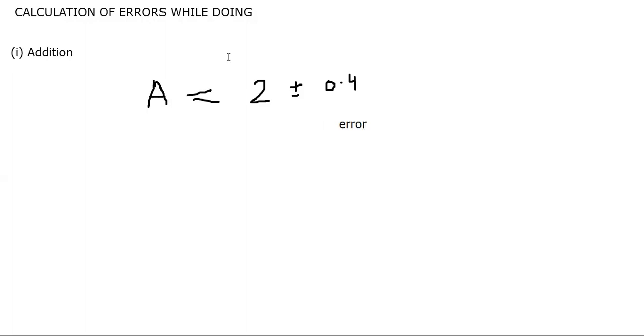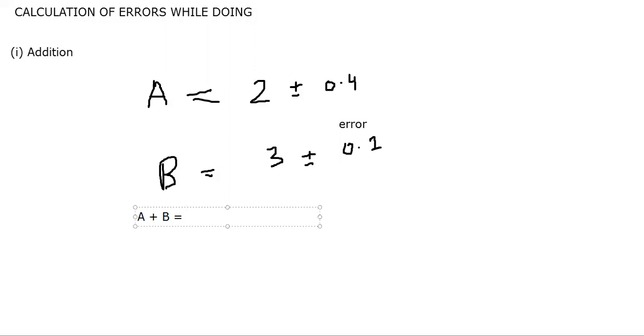Now, what is the objective of studying it? Suppose there's one more quantity, B, and its value is 3 plus minus 0.2. And I want you to find out A plus B. But you don't know how to operate on errors. We have not learned this till now. This is in class 11 that we are learning this. So we don't know how to operate on them. We don't know how to subtract them. We don't know how to multiply them. We don't know how to divide them.